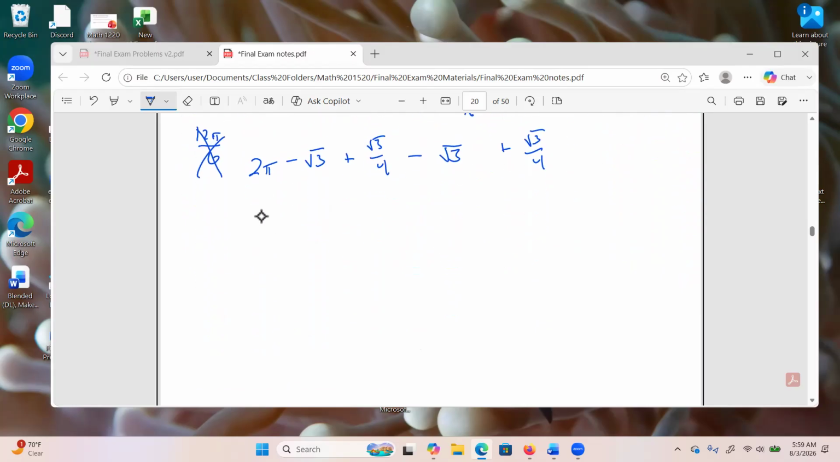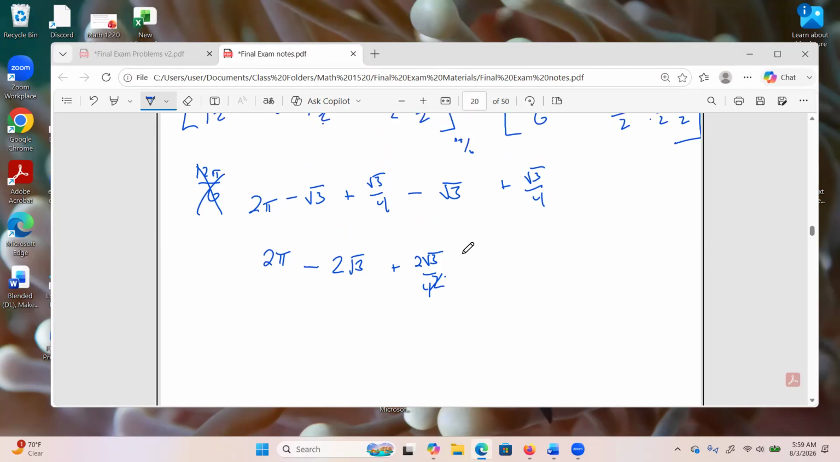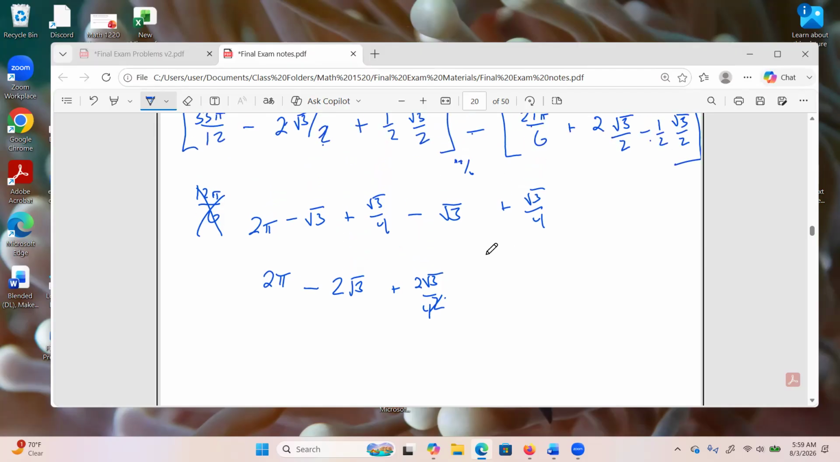So we've got 2 pi minus 2 square roots of 3. And then we have plus square root of 3 over 2. And again, we could probably figure some things out here. We could say we have 2, make that a 4. We're going to be able to do something like this. So let's, oh, why did I do that? Yeah, no, we're okay. So we have 2 over 4.